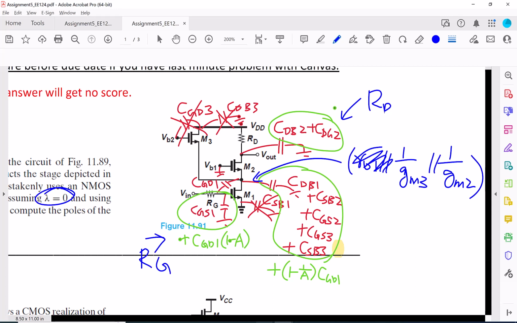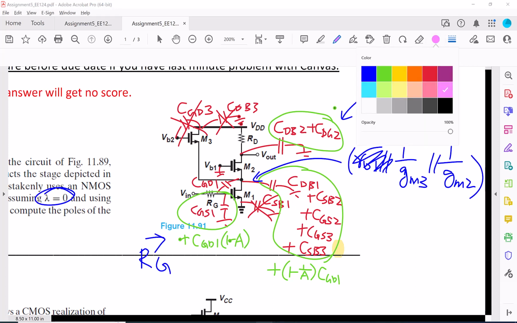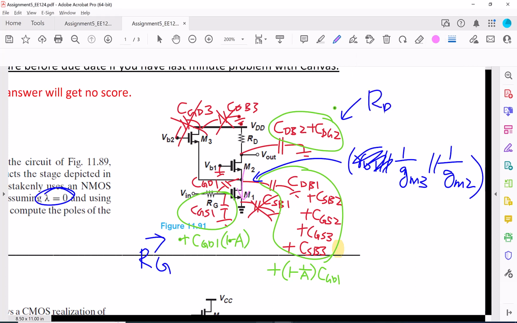R1 parallel 1 over GM2. Right? You need to look at that. That is correct. Right? Because when I look down, this is 1 over RO2, RO1, and this is 1 over GM2, right? Yeah, but no channel length feature. Okay, so we're done, right? But what is A? How do you find the gain of this?